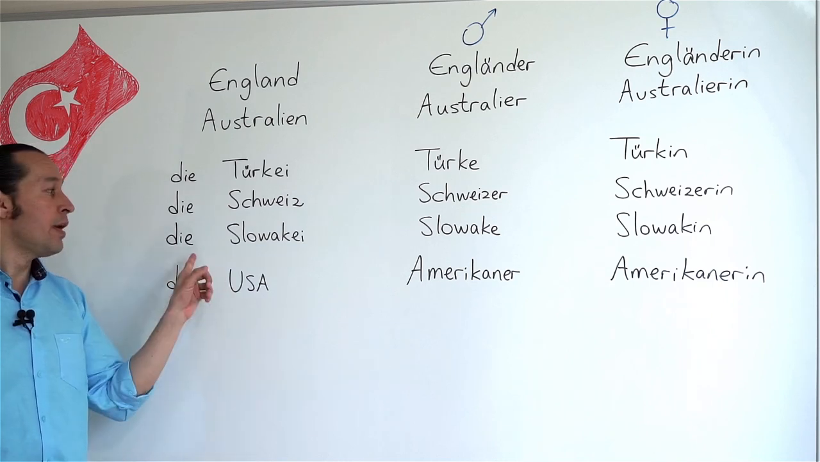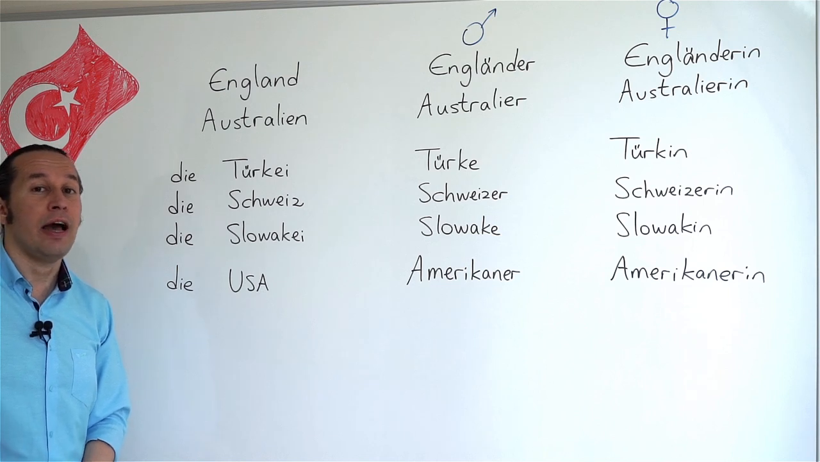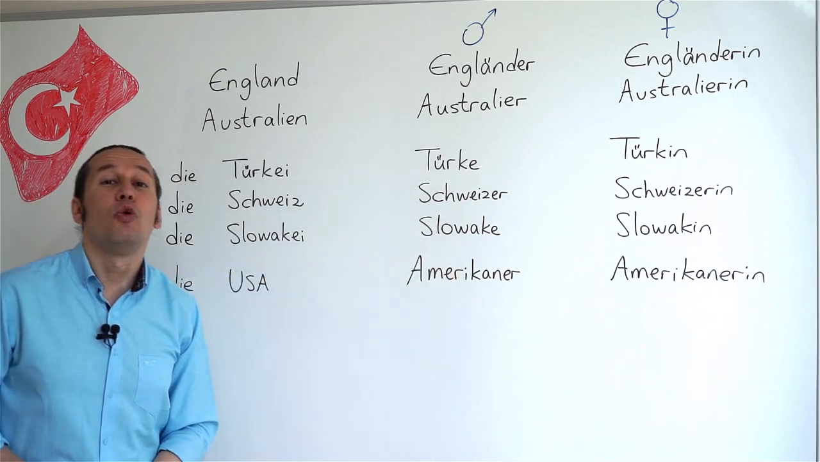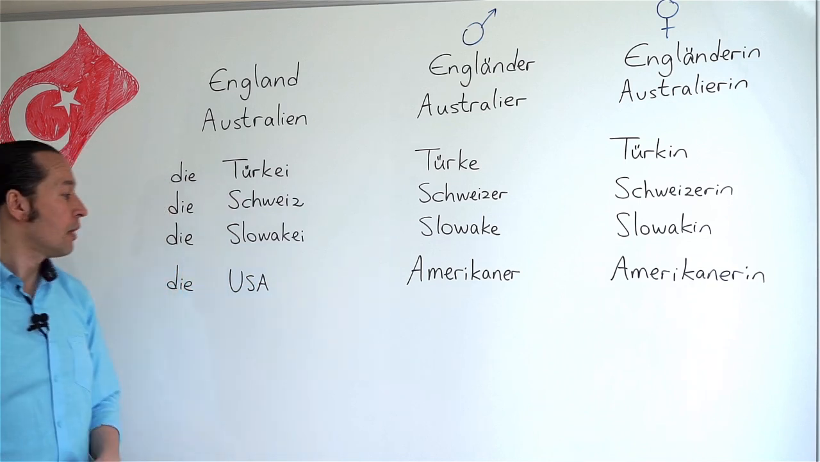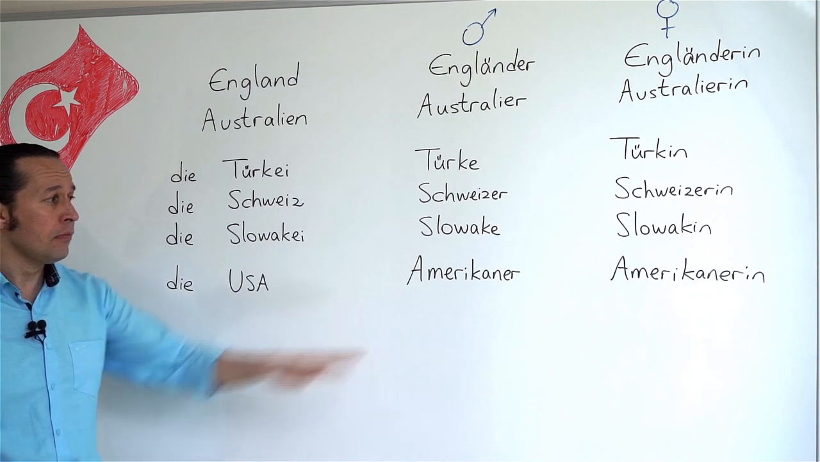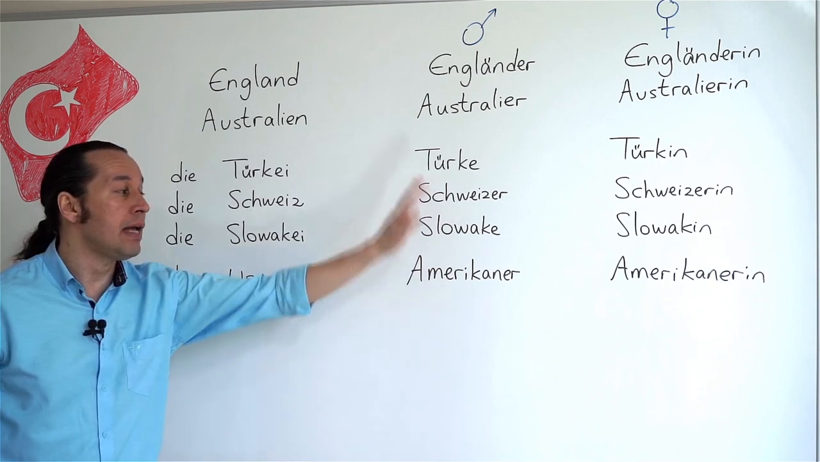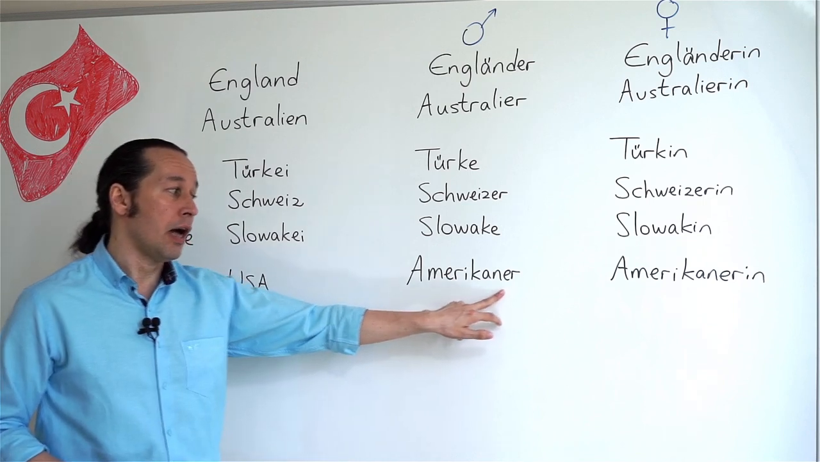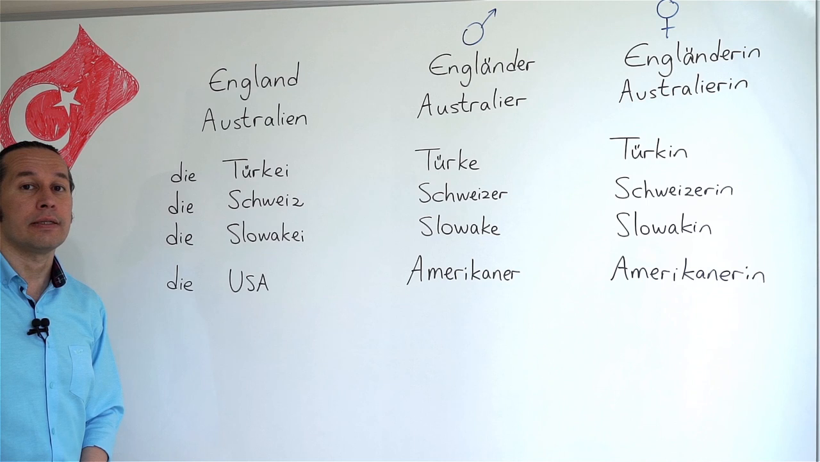What about Slovakia? Slovakia has also the article die, so I'll say die Slowakei. A Slovakian male would be Slowake. The female would be Slowakin. Here we have die USA, which is obvious. An American male is Amerikaner, and a female American would be Amerikanerin. The country is die USA.